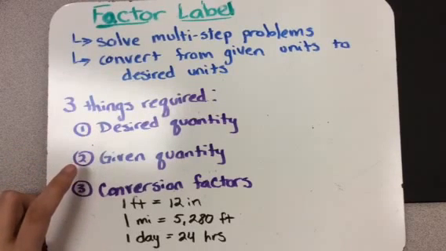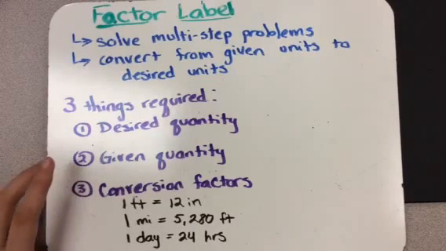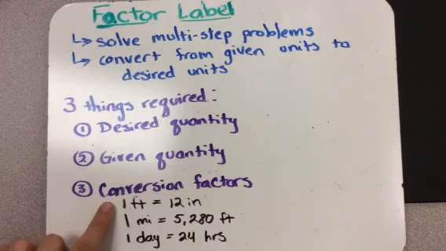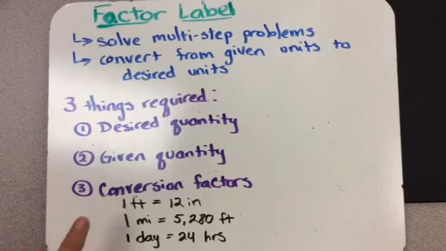To figure out that kind of problem, you need conversion factors. That's the third thing. Conversion factors are standard numbers that equal one another. So we know that in 1 foot we have 12 inches. We also know that in 1 mile there are 5,280 feet. In 1 day there are 24 hours. These are standards, these are constants.